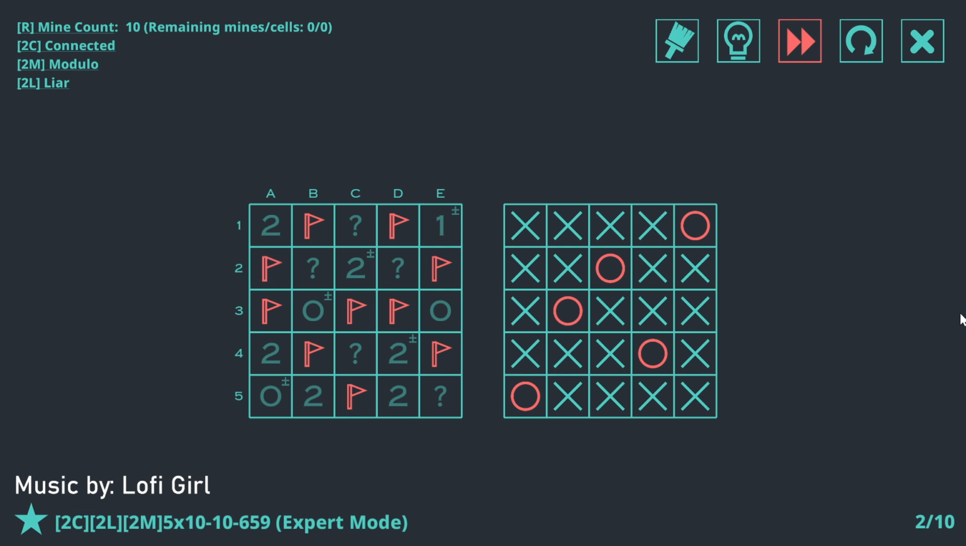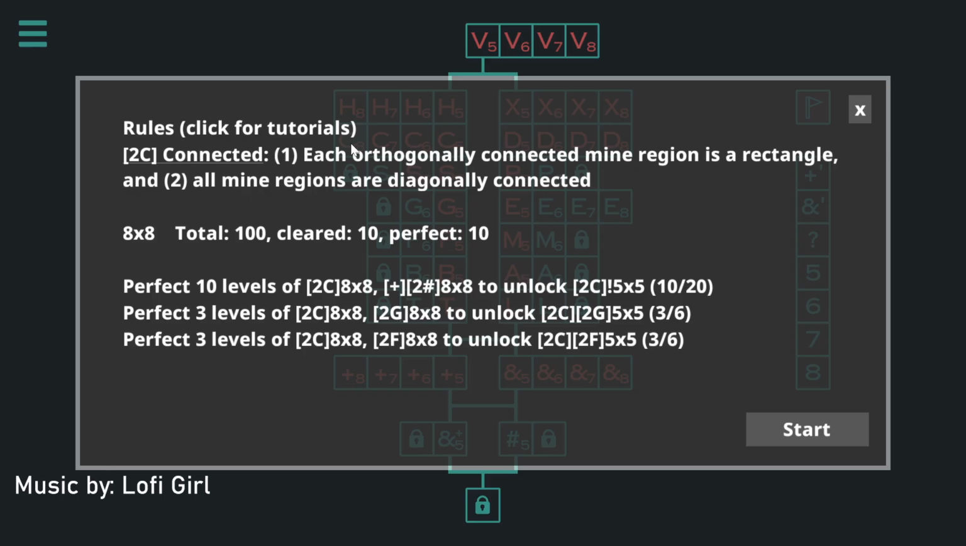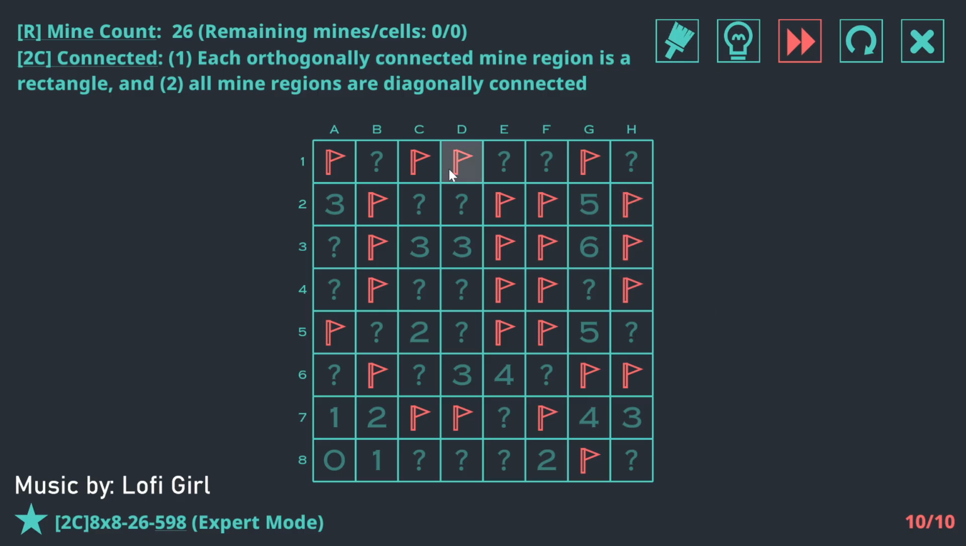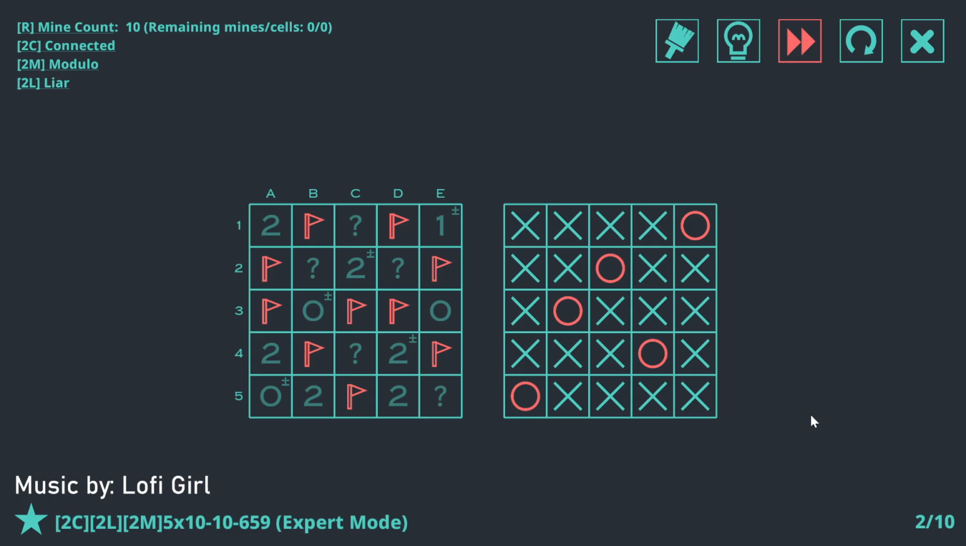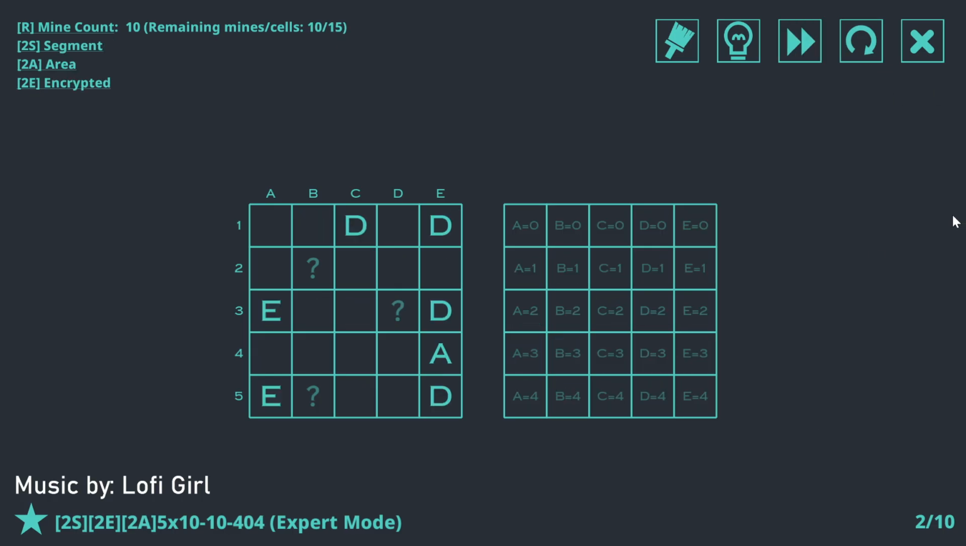Wow. Modulo. Okay, the connected did help ease it a lot because there were a lot of easy connected deductions. I don't know about like 8x8s when the connected deductions get really hard though. Connected is one of the hardest 8x8s I've had to do so far. But it does lead to some pretty nice looking boards. Alright, let's keep going. Aha, encrypted.